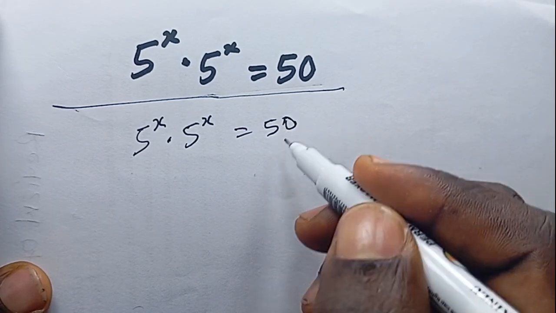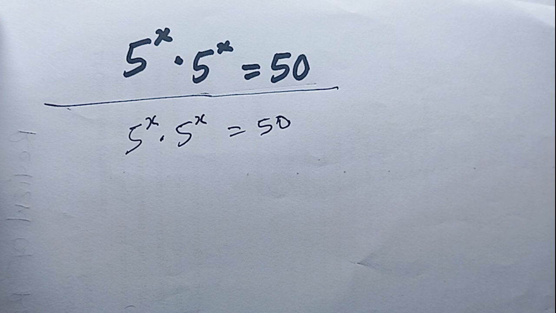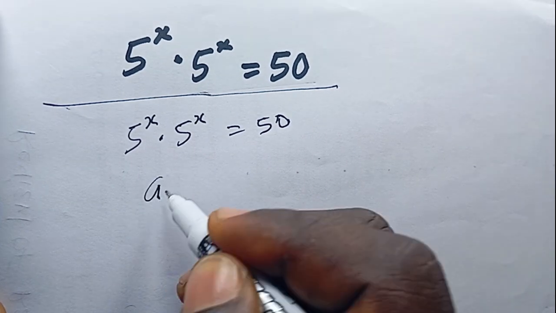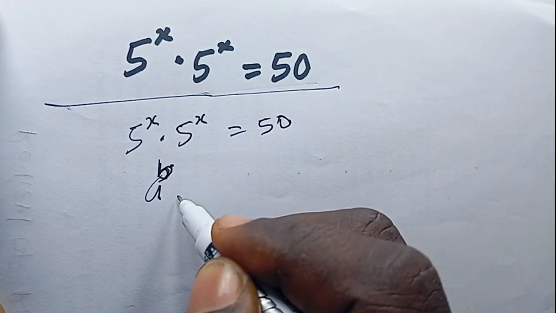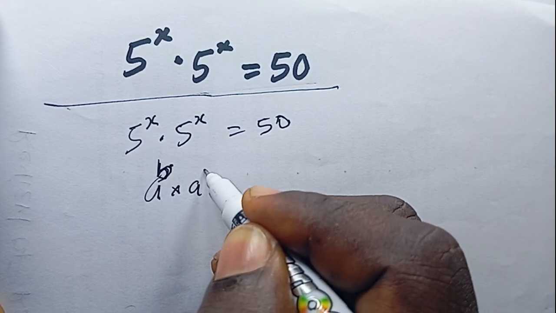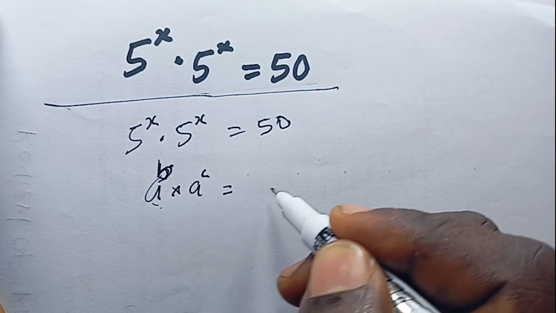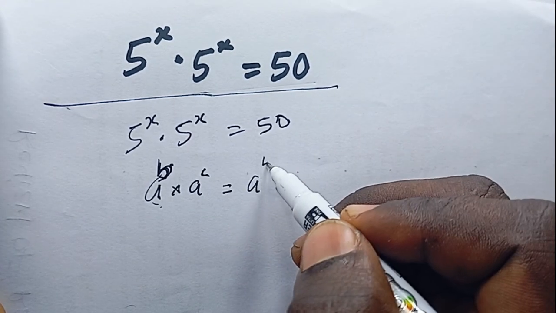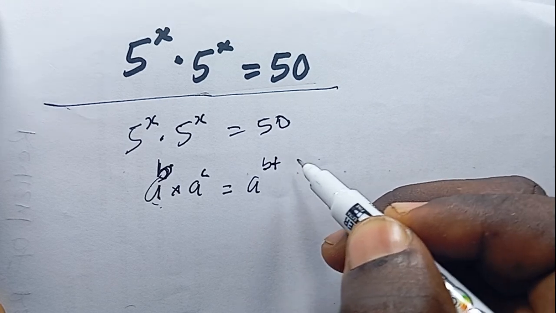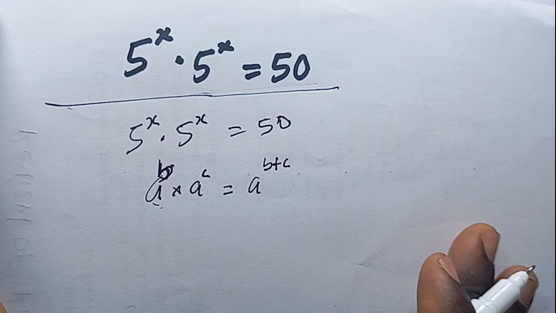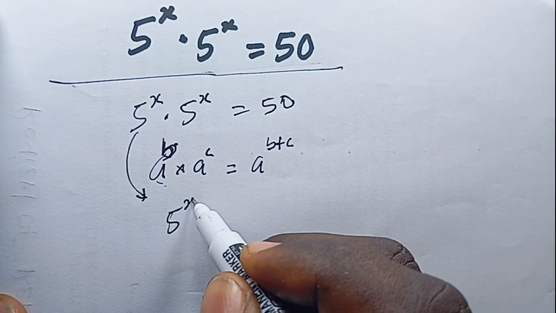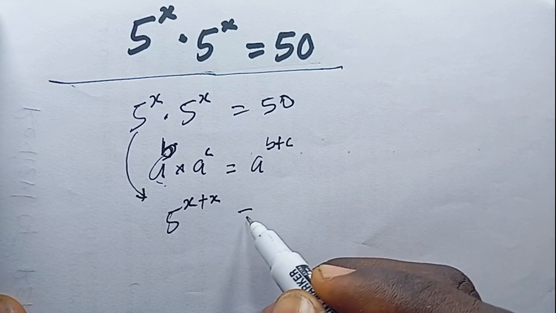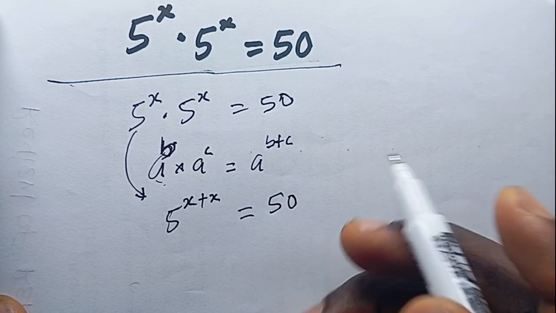So what I'm actually going to do here is utilize the rule of indices, which basically says that when you have, let's say, a power b multiplied by, let's say, a power c, you can actually pick one of the bases and then add the powers. So this is actually going to be a power b plus c. If I utilize that over here, what I'm going to have is 5 power x plus x, and this will still be equal to 50.